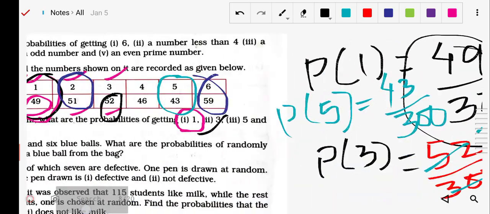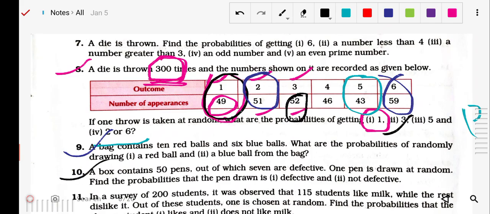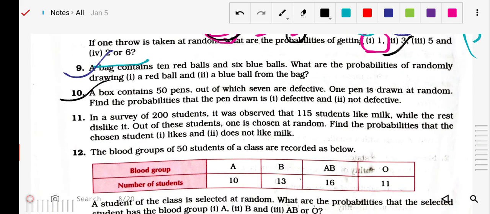Now, next we can see number 10. Number 10 is that a box contains 50 pens, out of which 7 are defective. In the box, there are a total of how many pens? 50 pens, 7 are defective. Means the useful pens, good pens, are total how much? 50 minus 7, 43. 43 pens are not defective.